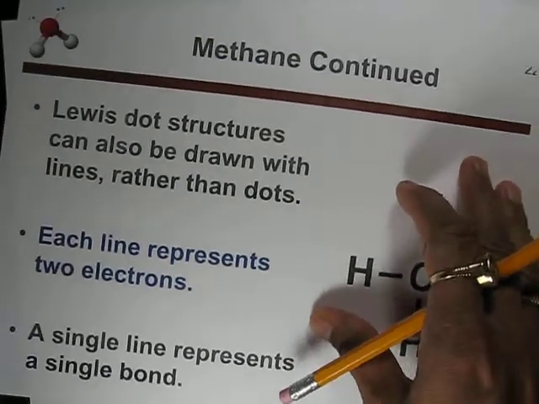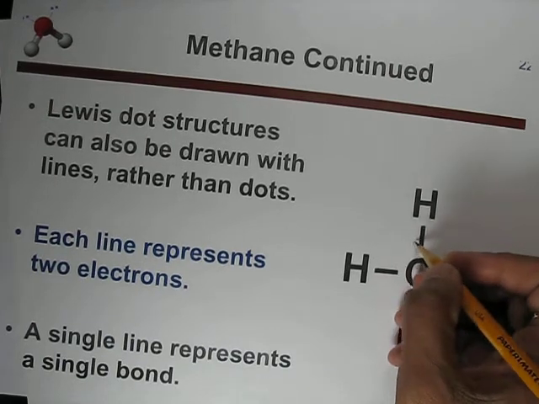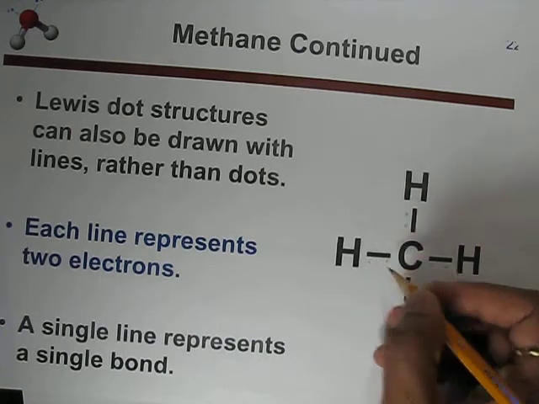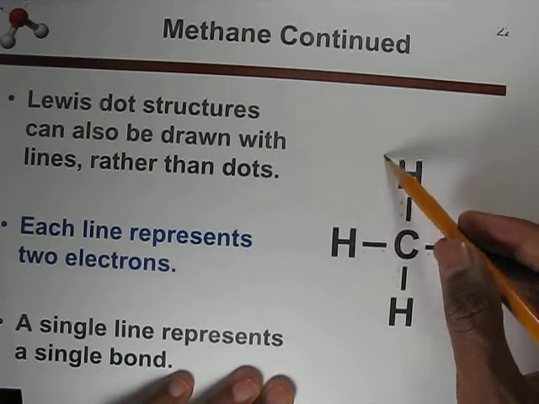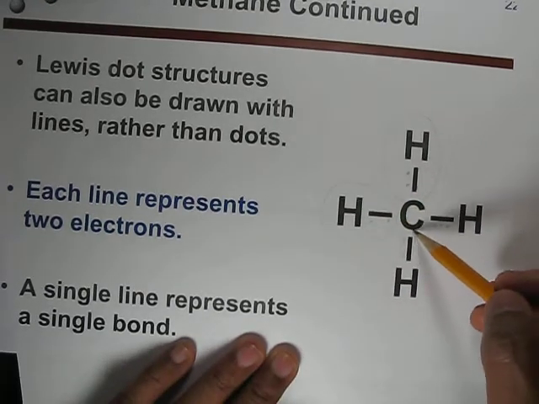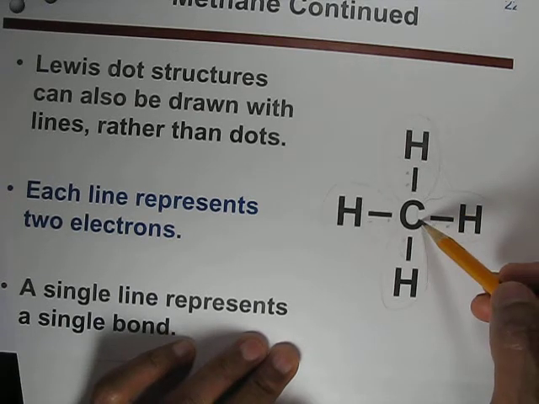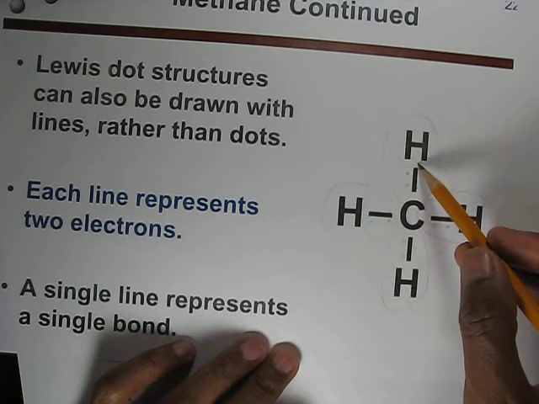And how will they be represented? You can see they are represented by a single line, and a single line means 2 electrons are involved, like this one, carbon hydrogen, carbon hydrogen, and carbon hydrogen. When you count the total electrons for hydrogen, each hydrogen will have 2 electrons. And when you count the total electrons for the carbon, there will be a total of 8, 1 2 3 4 5 6 7 8.